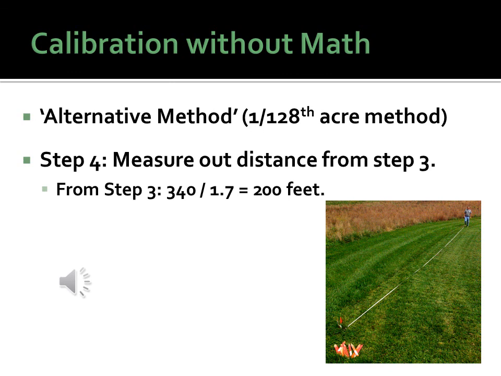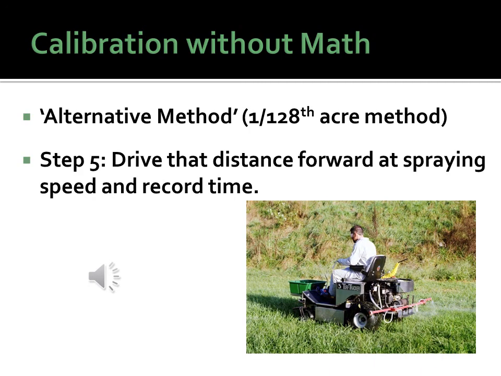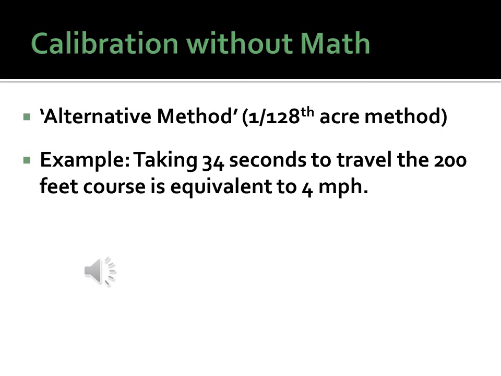Step four, measure out the distance from step three. We have our 200 feet. There we are, just measuring 200 feet straight out. That's going to be the course that we're going to drive our sprayer. Step five, drive that distance forward at spraying speed and record the time. For example, taking 34 seconds to travel the 200 feet course is equivalent to 4 miles per hour.